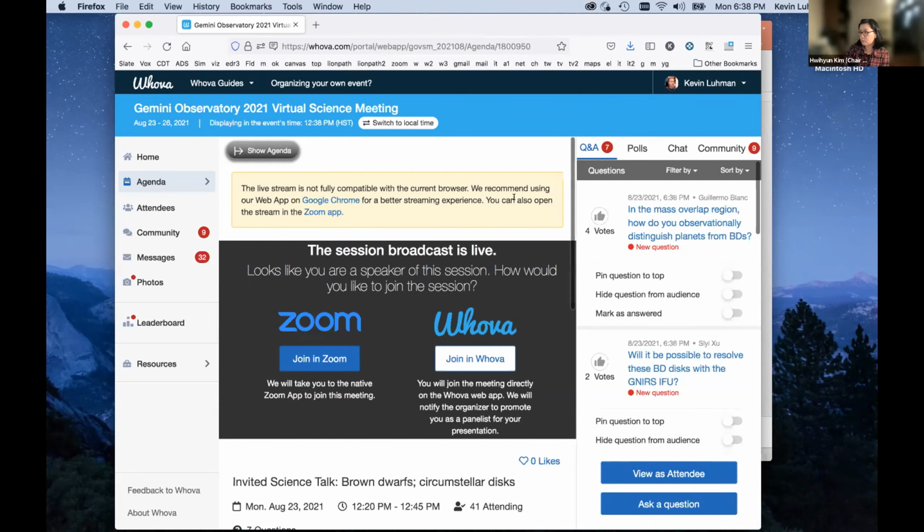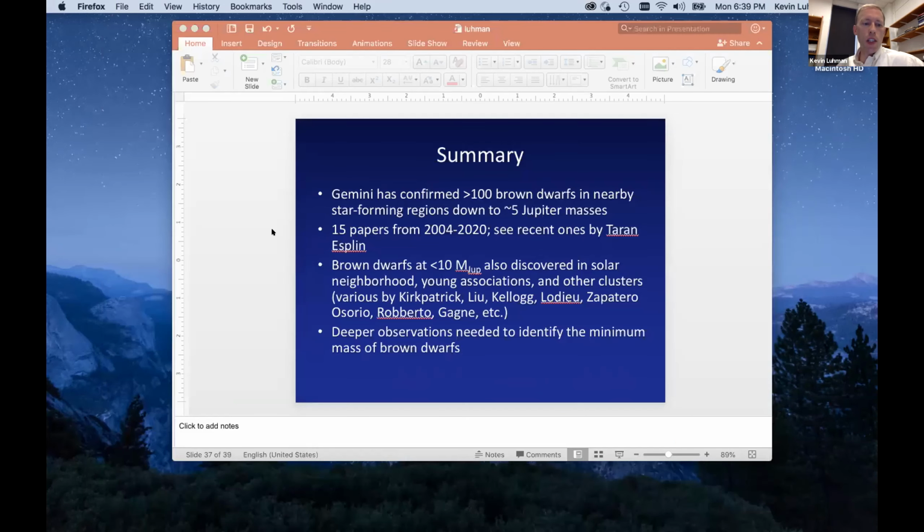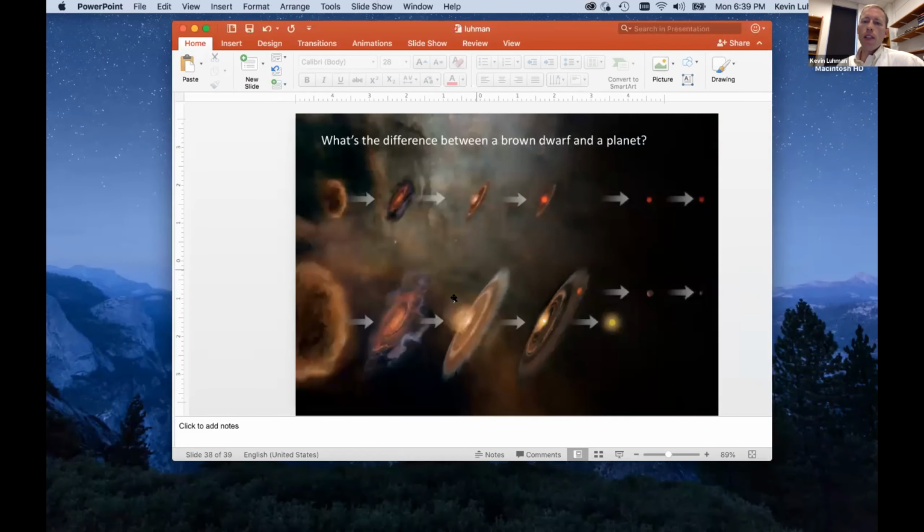Okay, thanks for answering the question. All right, so I see the question posted by Guillermo Blanc. In the mass overlap region, how do you observationally distinguish planets from brown dwarfs? Well, that's a great question. There's actually another slide coming up that addresses that.